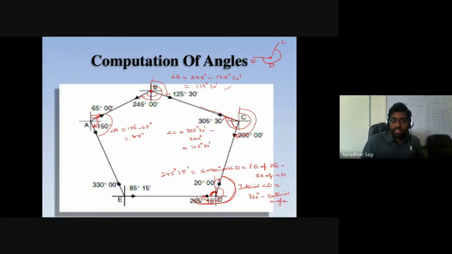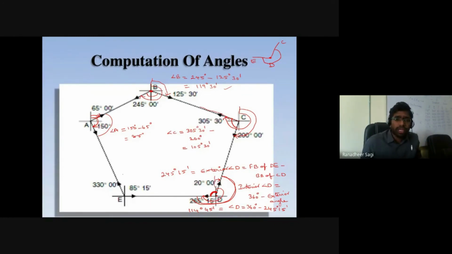Once the exterior angle is known, what becomes my interior angle at point D? The interior angle at point D is equal to 360 degrees minus 245 degrees 15 minutes. Okay. So from which you will get the interior angle at point D to be 114 degrees 45 minutes. Okay. This value comes out to be 114 degrees 45 minutes. Please do cross check the values I have calculated.